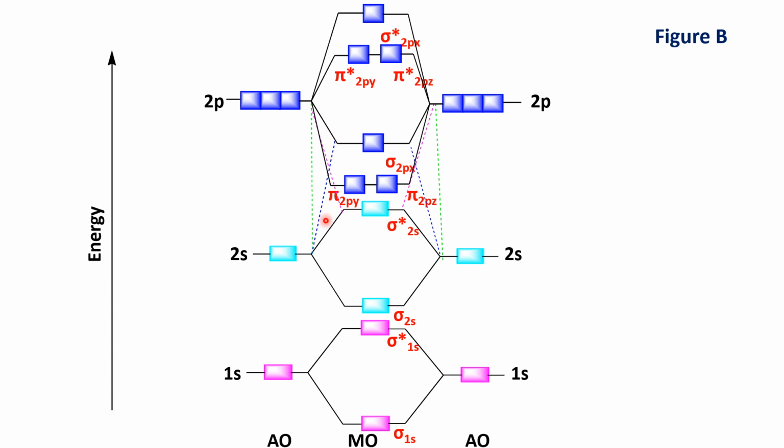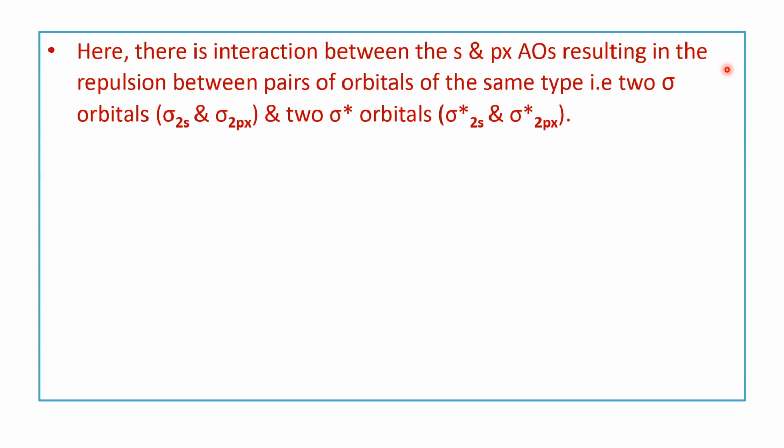And due to the interaction between the 2s and the 2p atomic orbitals, there will be repulsion between the same sides. And due to the repulsion, the position of the sigma 2px is shifted above the pi 2py and the pi 2pz. And this is known as figure B. This is a little bit of change in figure B, in which there is an interaction between the 2s and the 2p atomic orbitals.